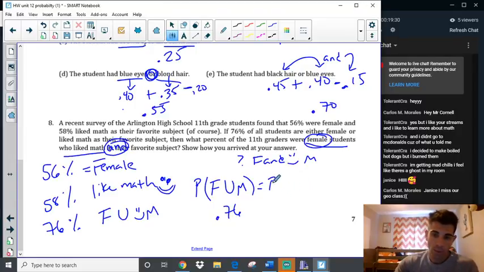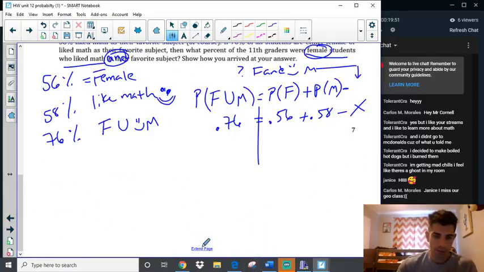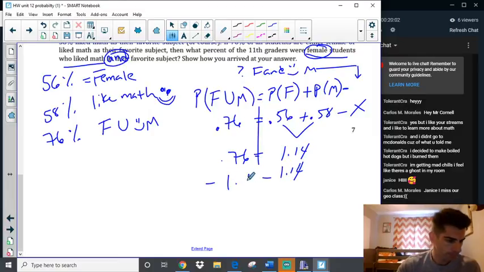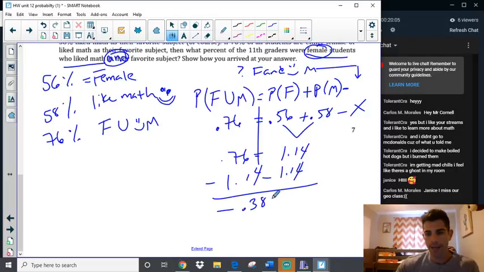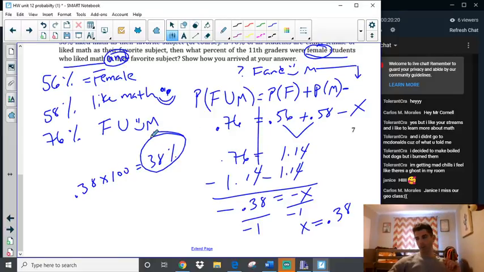Then, well, how many of them are female? They told me that. That was 0.56. How many of them liked math? They told me that. That was 0.58. Then remember, for the formula, you have to subtract out the end. So you're going to subtract out the x. Just pretend like you're in 9th grade algebra again, okay? And just do the math. Okay, that's going to be 1.14, 0.76 minus 1.14, and that's going to be negative 0.38, divide by your negative. So x equals 0.38, and then remember, times it by 100 to get your percent back. And there you go. That was all of the work for 12-3.